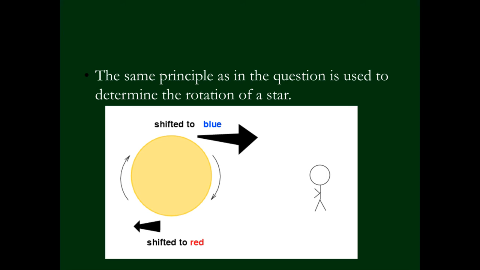Exactly the same process is going to take place to work out the rotation of a star. What we'll see is that on one side of it, it will be slightly shifted to the red, and one side it will be slightly shifted to the blue. And therefore I can work out the relative rotation or speed of a star through this process.